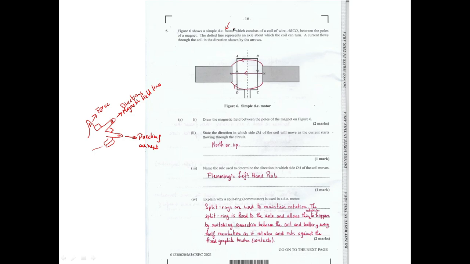So when you're dealing with motors, you always use the left hand. When you're dealing with generators, you use your right hand. Okay? Alright, so then now it says explain why a split ring commutator is used in a DC motor.